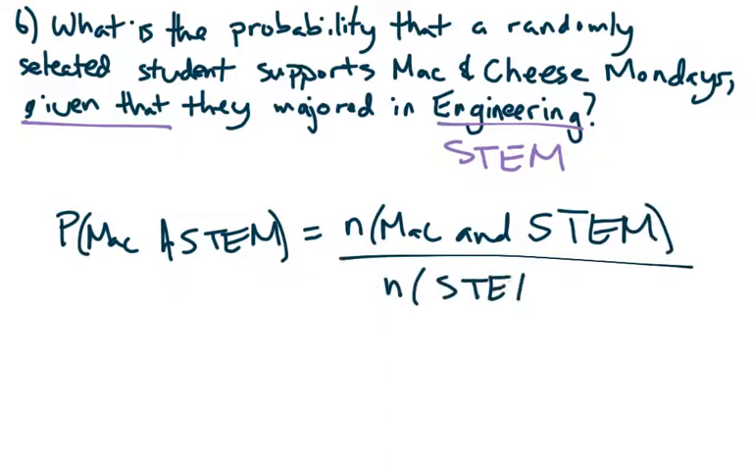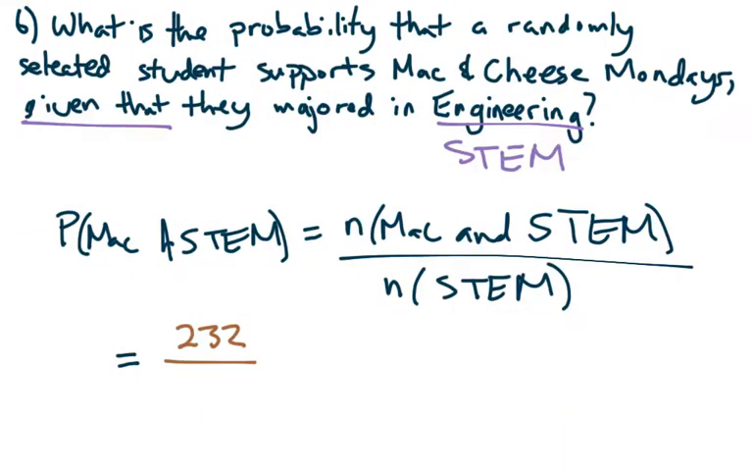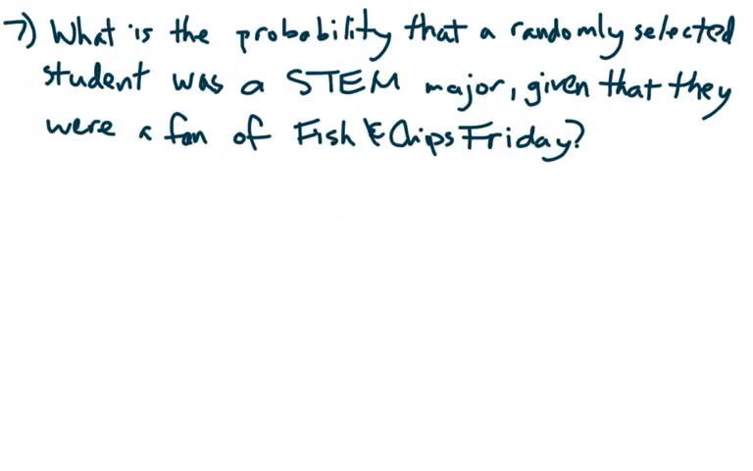The universe has been restricted to STEM majors, so we're going to look for the number of people in this row and this column, the single cell in the intersection. The STEM row and the mac and cheese Monday column, and there's 232 people that were in both, the intersection, divided by the 747 people who were STEM majors in this survey, which, rounded to 4 decimal places, is approximately 31.06%. So here's our last one.